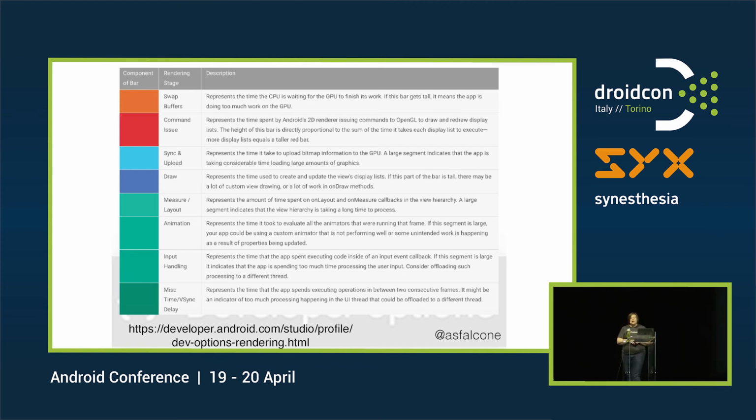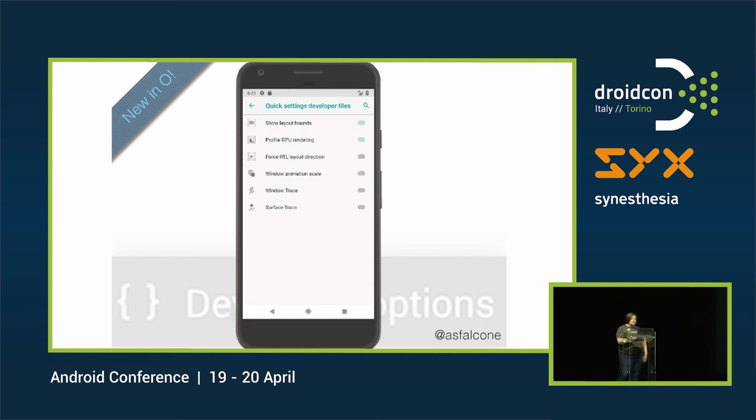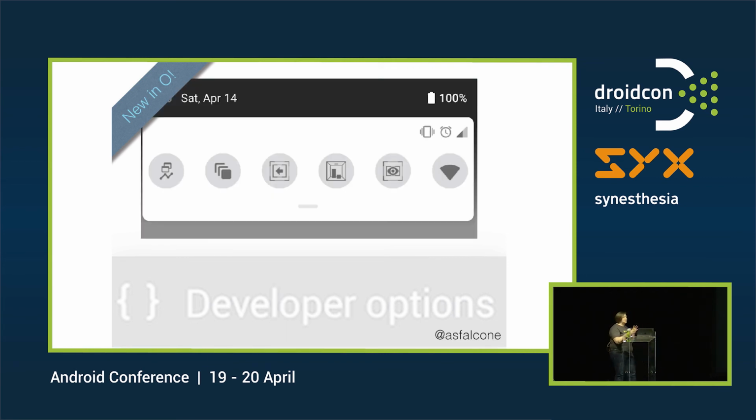So if you have found some of these options that I just talked about useful, in O, the Tiles API became available, and you can allow developer options to be part of your quick settings. So you can go here and turn on which ones you want to see. And then when you swipe down from the top in your quick settings, you can have them right there.